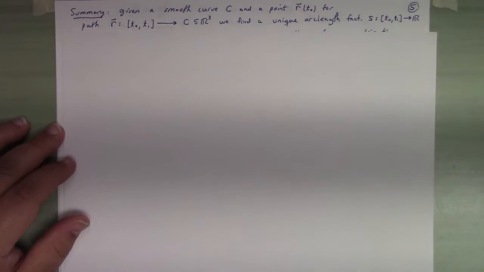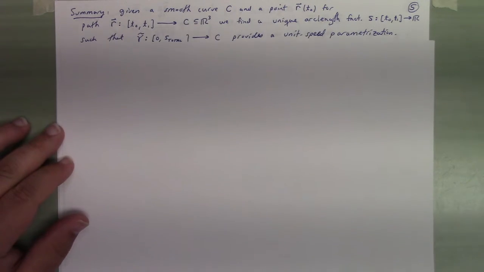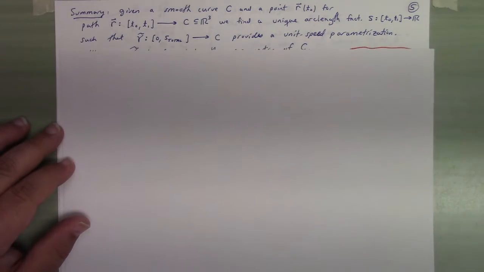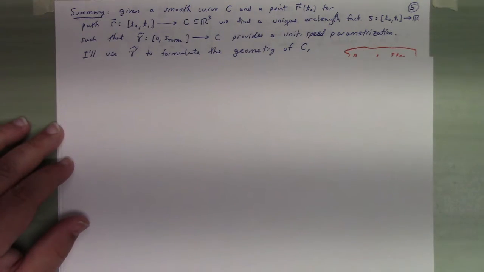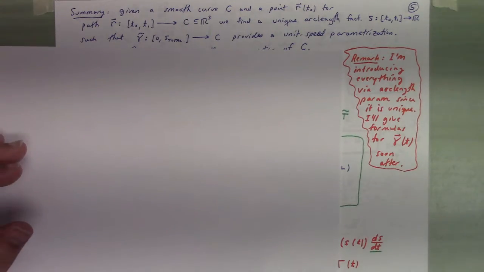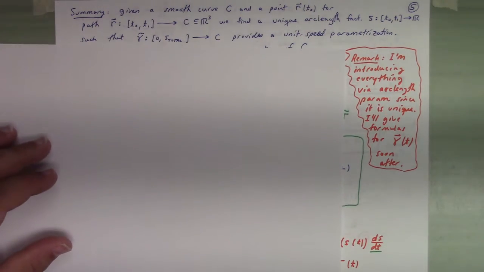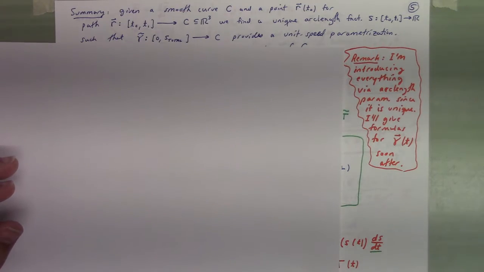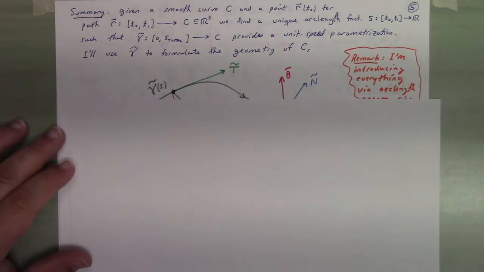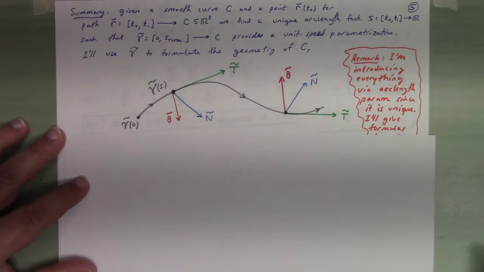So, summary. Given a smooth curve, C, and a point r of t naught, and a path which covers that curve, we can find a unique arc length function such that gamma tilde, going from 0 to the total arc length, provides a unit speed parameterization. I'm going to use this gamma tilde to formulate the geometry of C, and the reason is just that I'm introducing everything via arc length parameters since it's unique. I will give you formulas for these things in terms of time a little bit later, maybe about 10 minutes. Maybe less, I don't know. We'll see. Anyway, here's a picture.